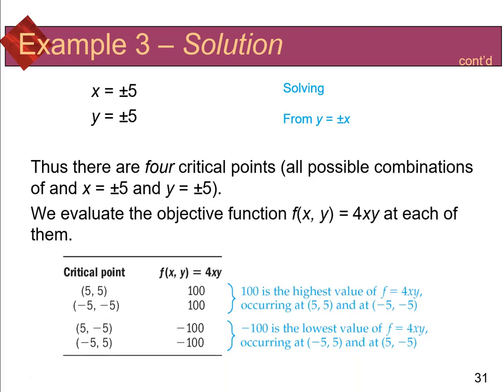And so if I put them into the function 4xy, at (5, 5) and (negative 5, negative 5), I get 100. At (5, negative 5) and (negative 5, 5), I get negative 100. So these two would be relative maximums because they reach a maximum value. These are relative minimums. If one of these two, for instance, was higher than the other, then I would say, okay, then I have the highest. The one would be the highest value. The other one would be still relative, but not the absolute.